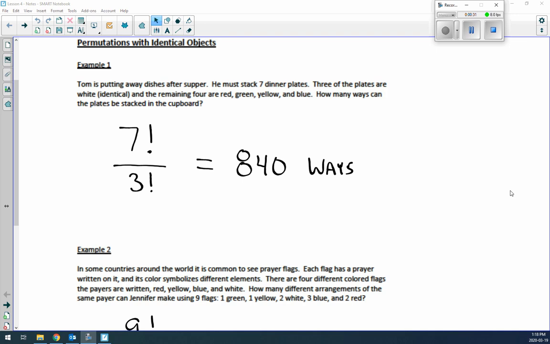So what we do is we do our top, we have 7 factorial because that's the number of plates, and then we divide it by the stuff that's identical, or the repetition. So in this case, there's 3 white plates, so we divide by 3 factorial. Type that into your calculator and you'll find out there's 840 ways.